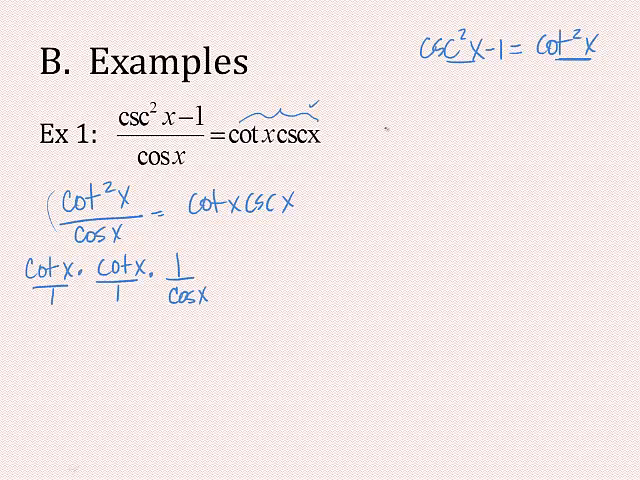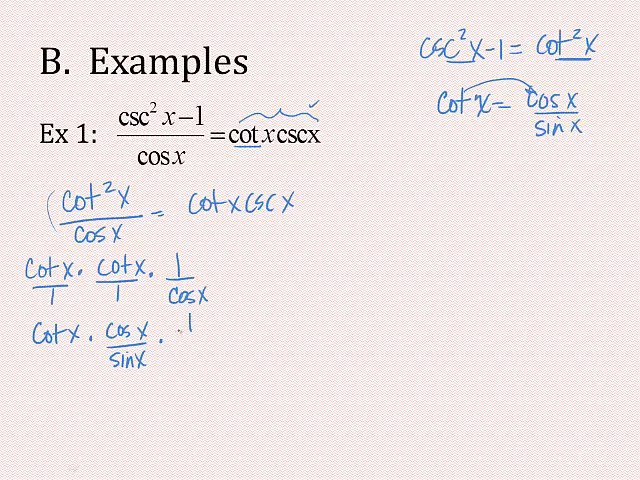Now, cotangent, you also have this on your chart. Cotangent of x, or theta, is cosine of x over sine of x, right? So now I can replace one cotangent with this guy. I'm going to leave one cotangent alone, because if you look on the right, you still need one. So I'm going to take the second one and replace it with cosine x over the sine x times 1 over the cosine x. All right, now let's see what we can do to simplify.